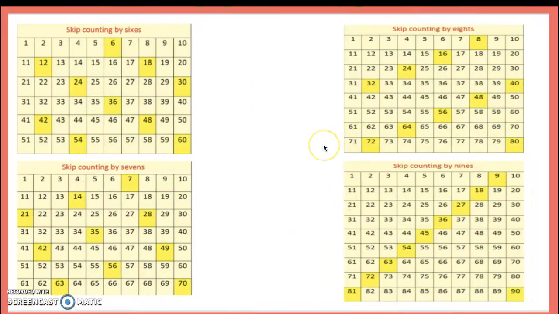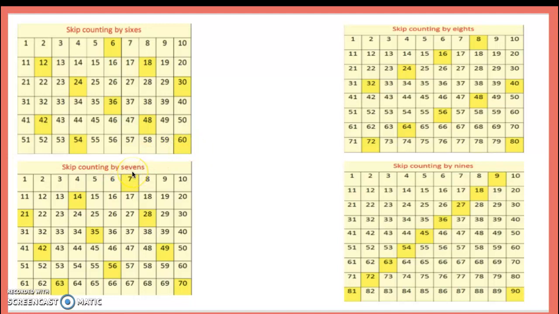So we're going to do our fluency practice. We're going to skip count by sixes to 60. So we have 6, 12, 18, 24, 30, 36, 42, 48, 54, and 60. And you can say these in your head, you can whisper them, or you can just listen.